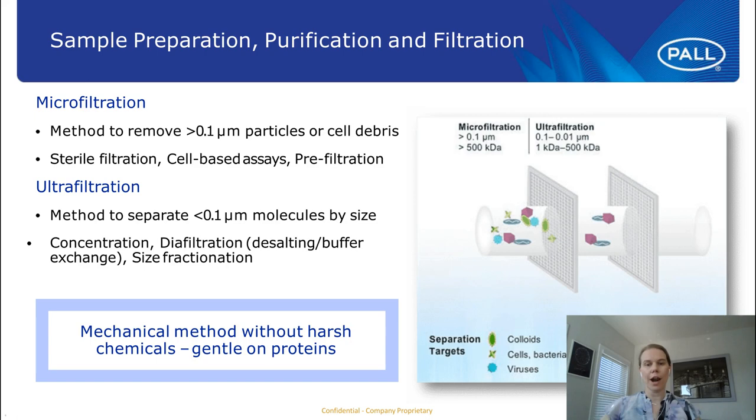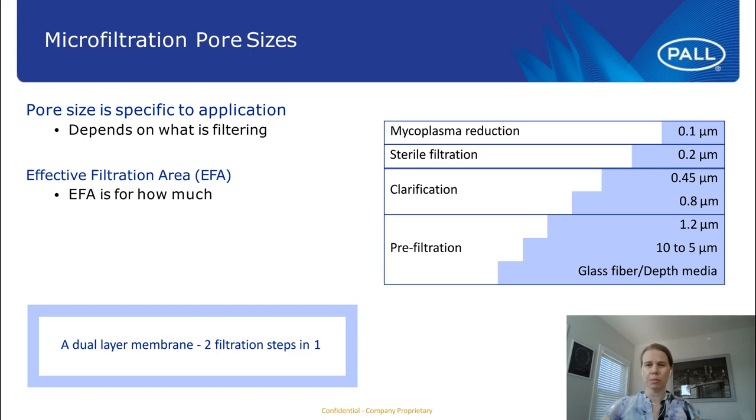Now, if we think about microfiltration a little bit further, as I mentioned earlier, this method is used for removal of the larger particulates. What you really need to think about when it comes to membrane or filter selection is two critical parameters: the pore size as well as the effective filtration area. The pore size depends on what exactly you're trying to filter, whereas the effective filtration area depends on how much of the sample you would like to filter.